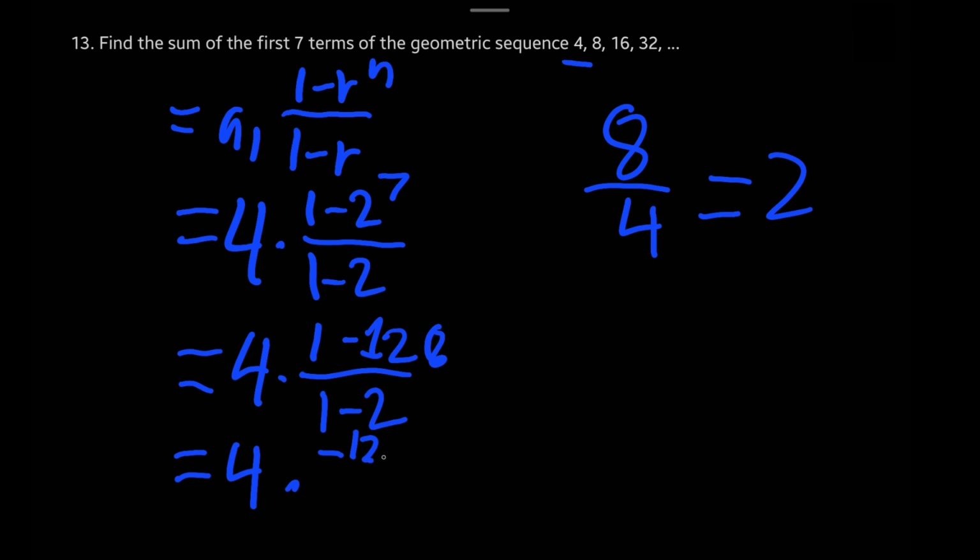We get negative 127 over negative 1. The negatives cancel out. 4 times 127 would be 508.